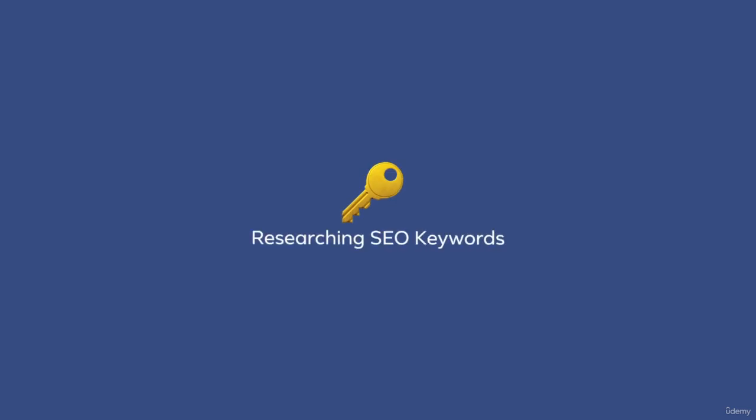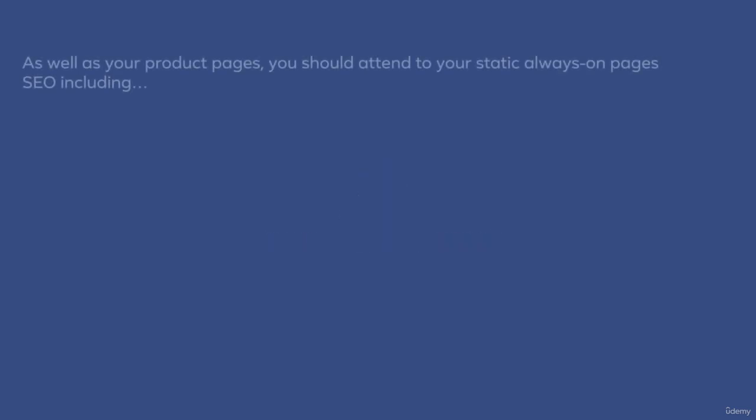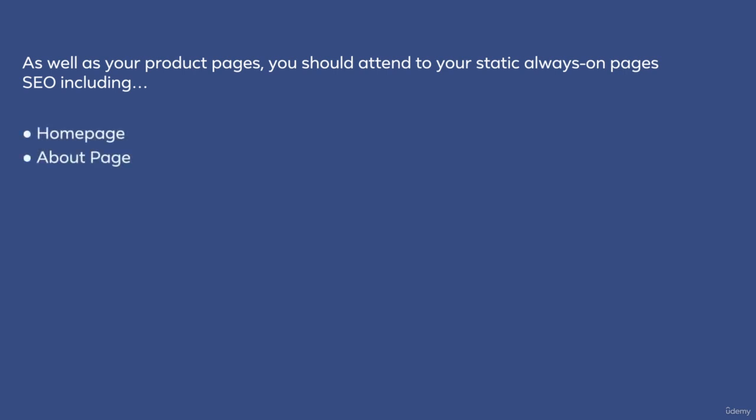Researching SEO keywords. As well as your product pages, you should attend to your static, always-on pages' SEO, including homepage, about page, FAQ page, contact and help center pages, and blogs.